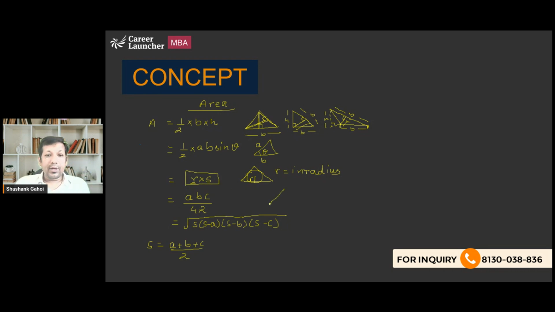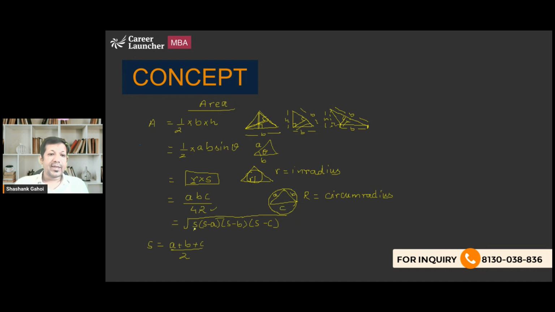Okay. Now the second one is abc upon 4R. So basically this is a triangle and this is a circle, an external circle, the circle that touches the three vertices. This is called the circumcircle, and capital R is the radius of that circumcircle. So it is called the circumradius, and there are going to be three sides a, b, and c.